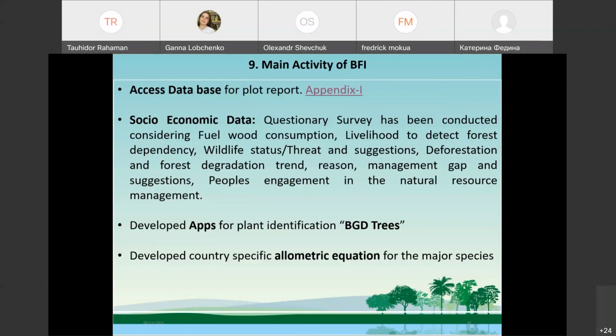So we also developed an app for plant identification, especially for this National Forest Inventory, which we call BGD3. If we are not able to identify any tree, then we can take help from the app. We can search by local name, or we can search by the phenological characteristics. Then we also developed country-specific allometric equations for the major species, and we developed 28 allometric equations for the National Forest Inventory to use country-specific data.